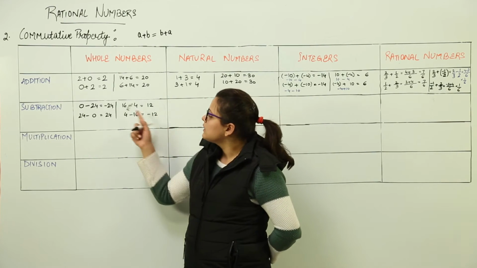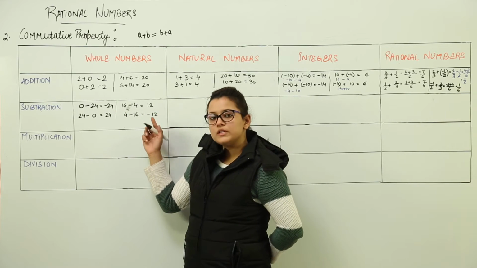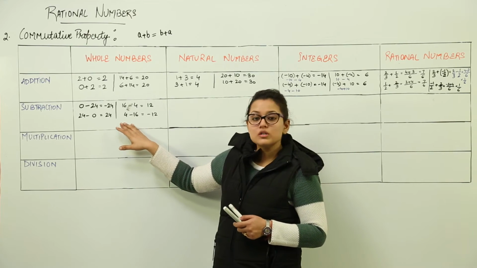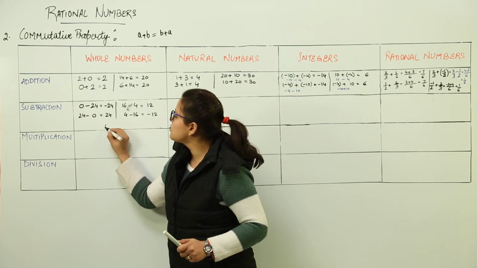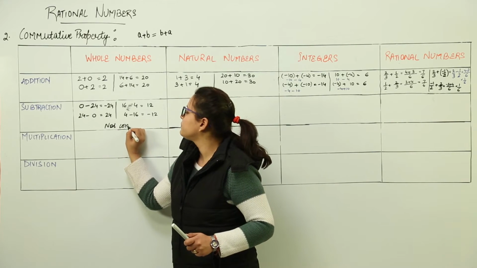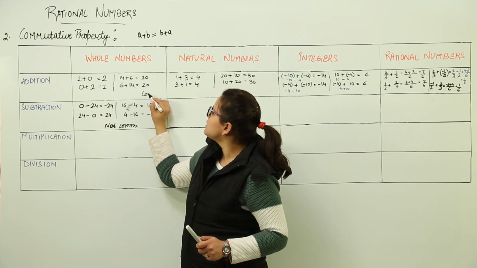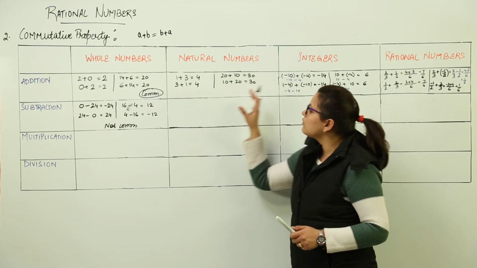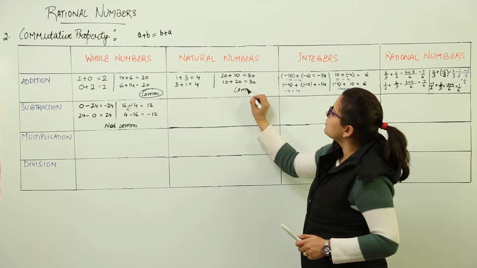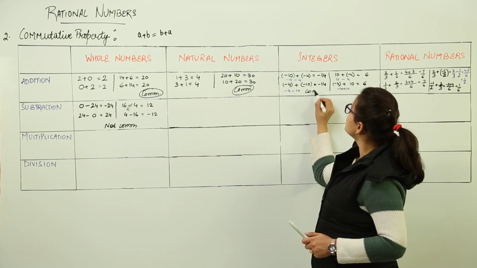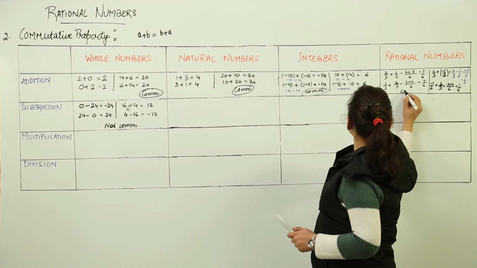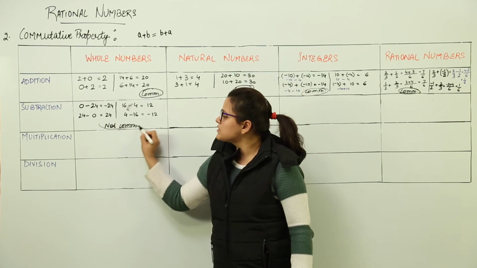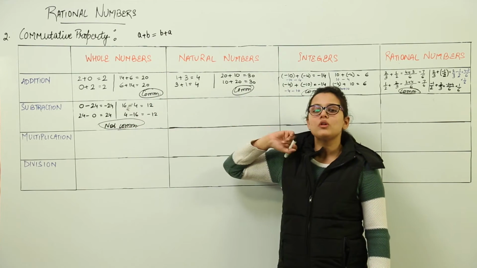Did you notice here? Your answers are becoming different once you reverse the order. So we can say that here the subtraction is not commutative for the case of whole numbers. I am writing COMM just for the mentioning purpose that all the cases have commutative property or not. This is commutative as well as this and the last one, right? So now I have already discussed that subtraction is not commutative for the case of whole numbers.